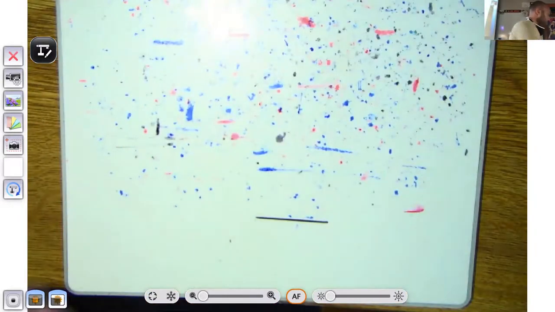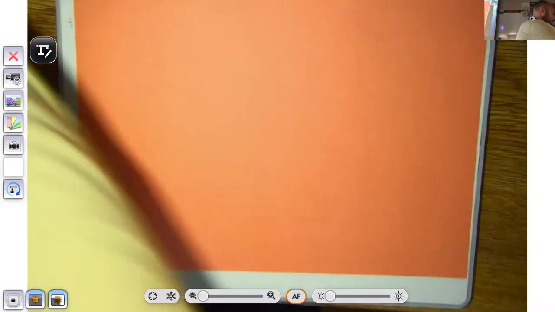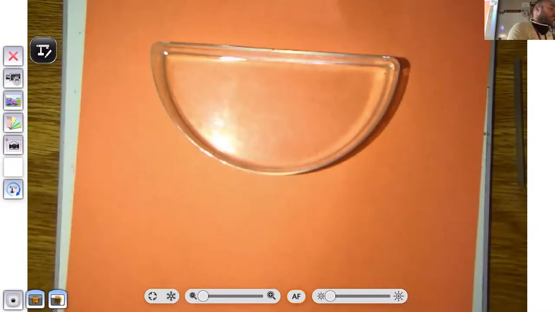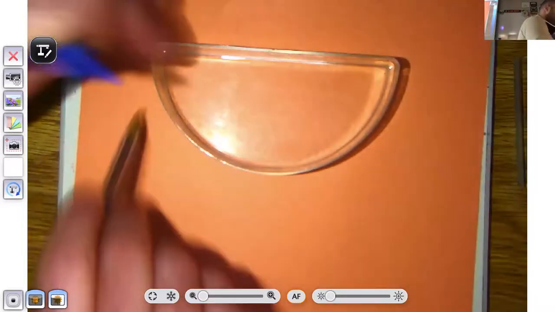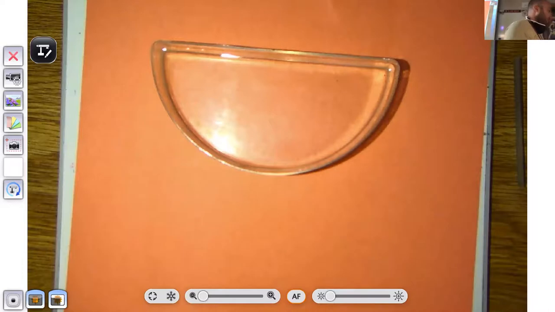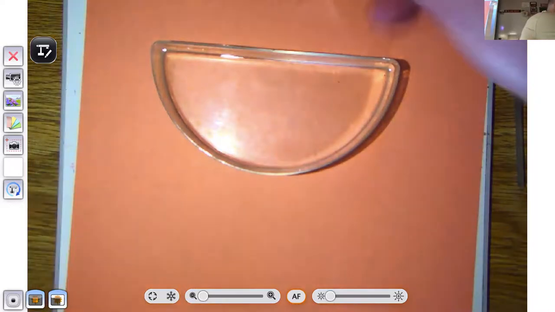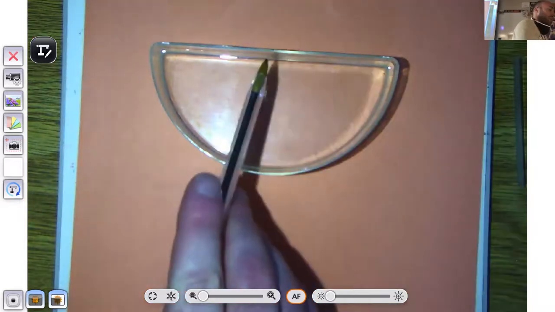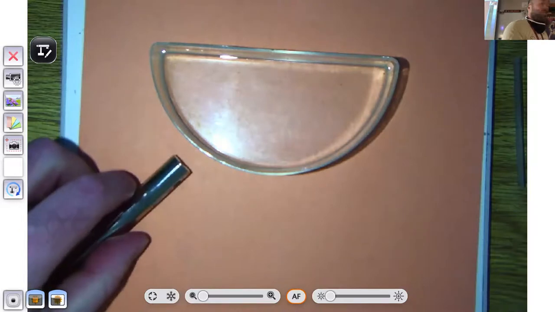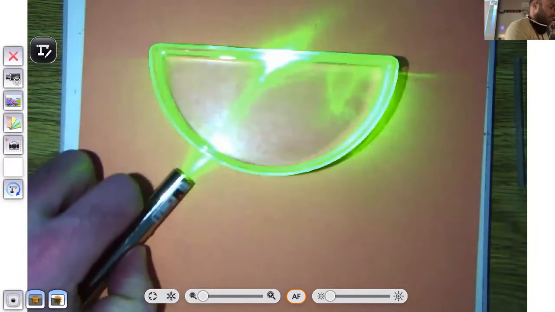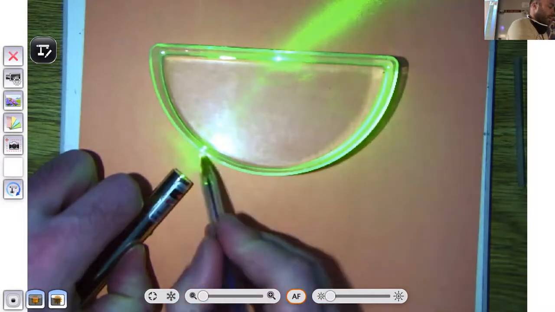The demonstration that I want to show you guys on that one, let me get a new piece of paper. I'm going to bring in the semicircle of water, and I'm going to make a nice tracing of this. Now I'm going to do the same thing. I am going to try and point my laser at the midpoint. I put a little dot there. So this is the center. I'm going to shine my laser through the water, but I'm going to try and hit the point right here at the center.